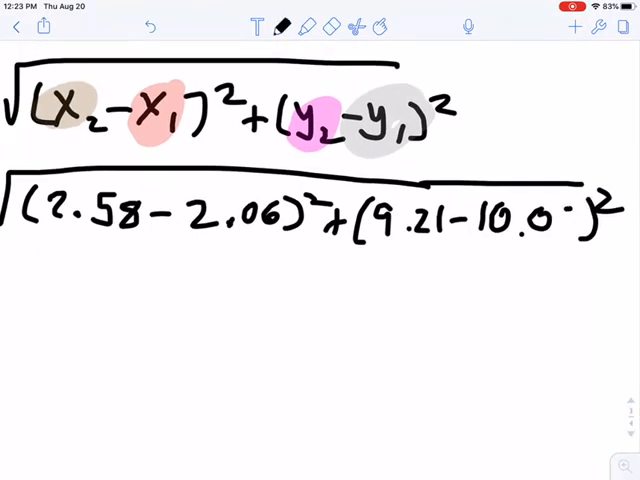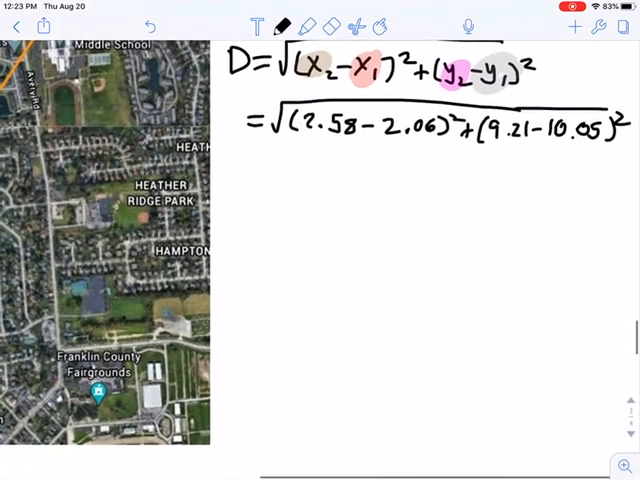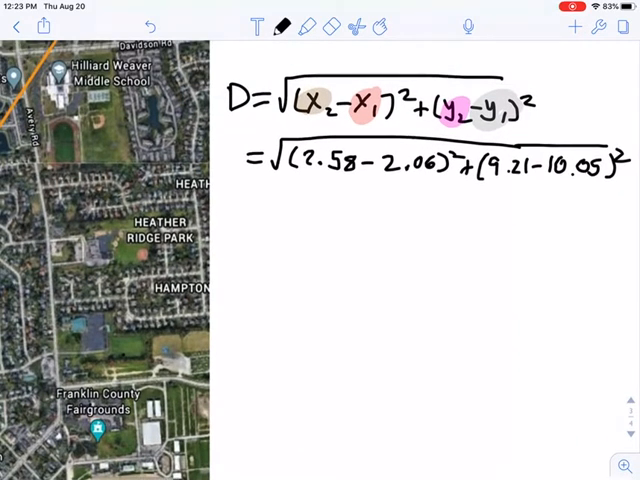So, as I progress right along, now I just have to be careful with my calculations. There's nothing wrong with using a calculator, especially with these decimals. That's why we have this tool. All right, so that's going to be 0.52 squared, then 9.21 minus 10.05 is going to be negative 0.84. All right, let me rewrite that a little bit, make it look nicer. 0.52 squared plus negative 0.84 squared.